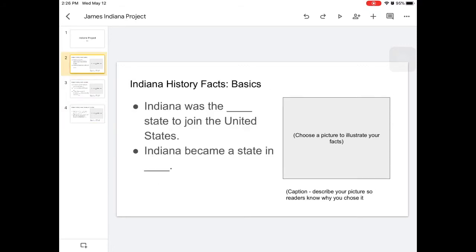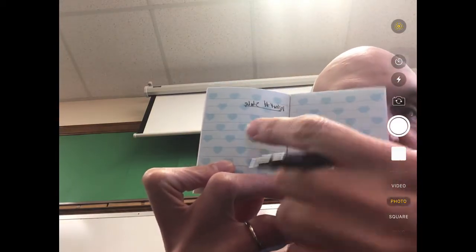My first slide says, Indiana was the blank state to join the United States. So I'm going to write down, what number state? I just wrote down in my notes, what number state? I didn't write it all fancy, it's just, now I don't have to keep that information in my head.